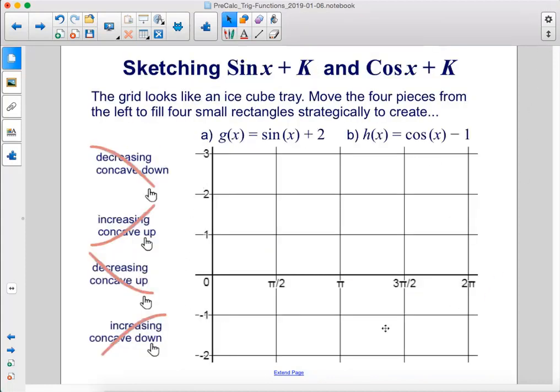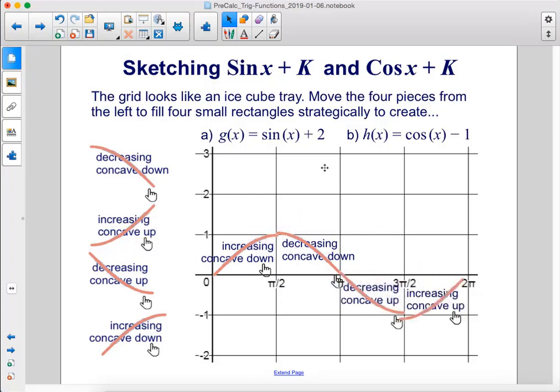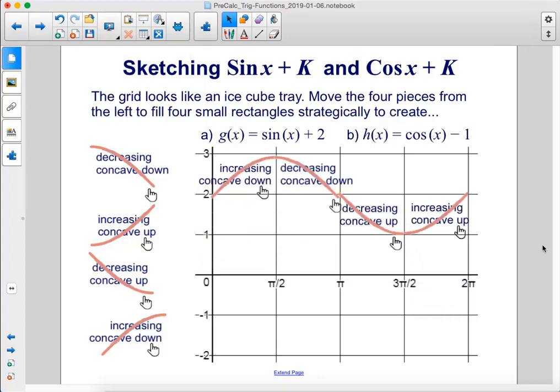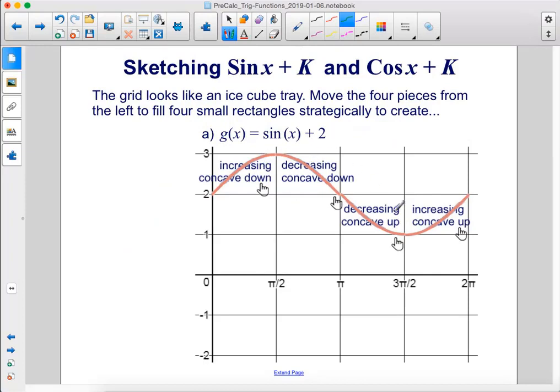The grid looks like an ice cube tray. Move the 4 pieces from the left to fill 4 small rectangles strategically to create these functions. So g of x equals sine x plus 2. Well, sine x is here, like that, then decreasing concave down, decreasing concave up, and then increasing concave up. So for sine x plus 2, we take each piece and move it up 2 units, like that. G of x equals sine x plus 2.